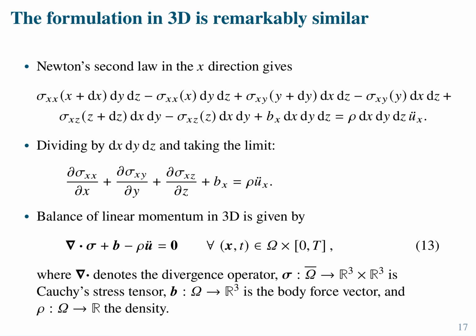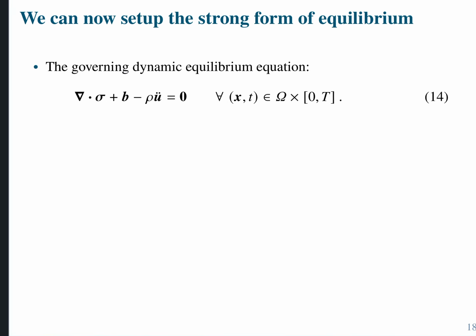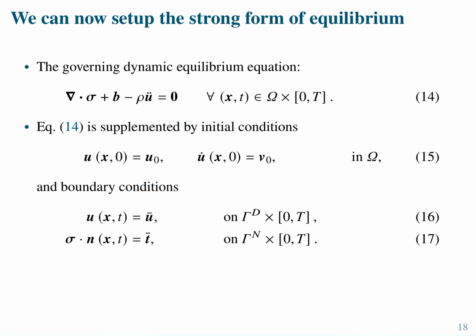Do we like that? What are we missing to get the strong form? Boundary conditions, initial conditions. Everything remains the same as in the one-dimensional case. So we supplement our dynamic equilibrium equation with initial conditions. So now we know the state of our potato at time equal to 0. Those are my initial conditions.